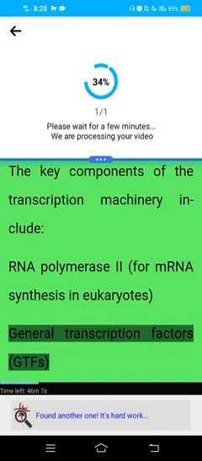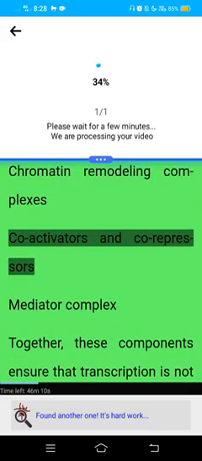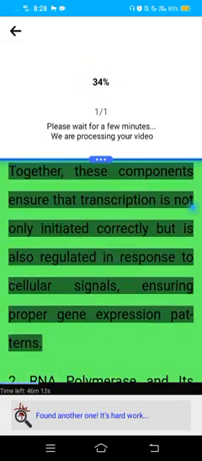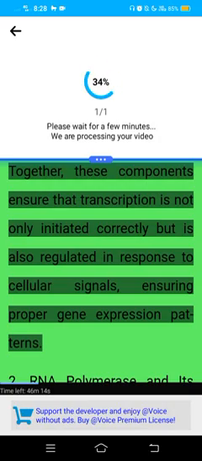General transcription factors, GTFs. Chromatin remodeling complexes. Co-activators and co-repressors. Mediator complex. Together, these components ensure that transcription is not only initiated correctly but is also regulated in response to cellular signals, ensuring proper gene expression patterns.